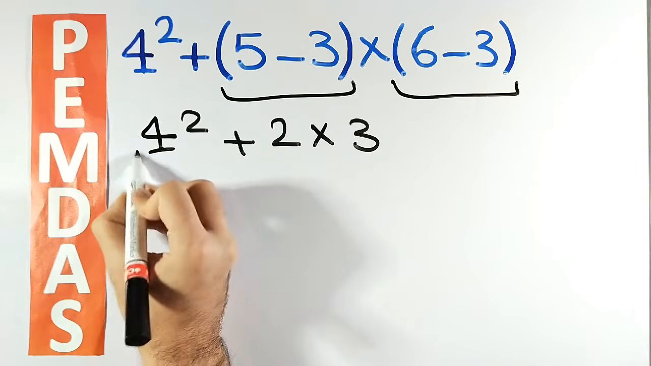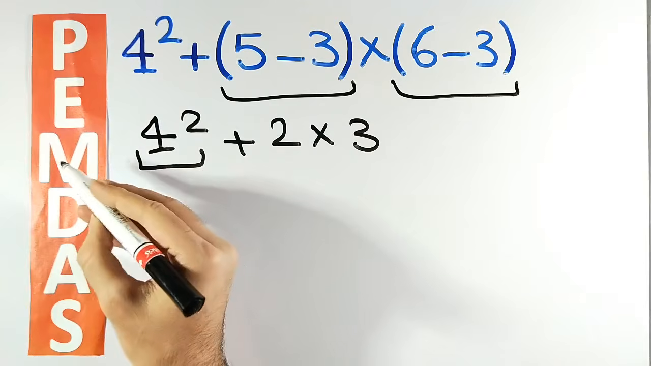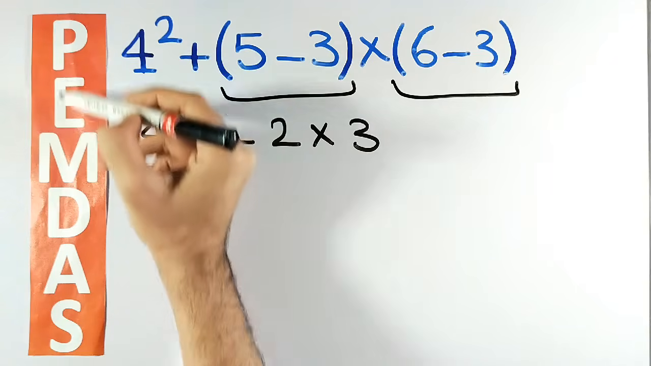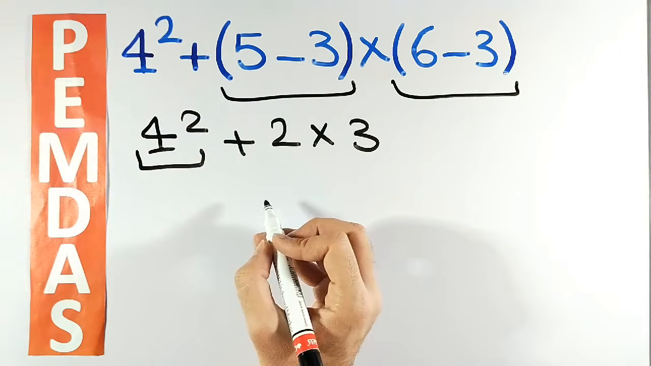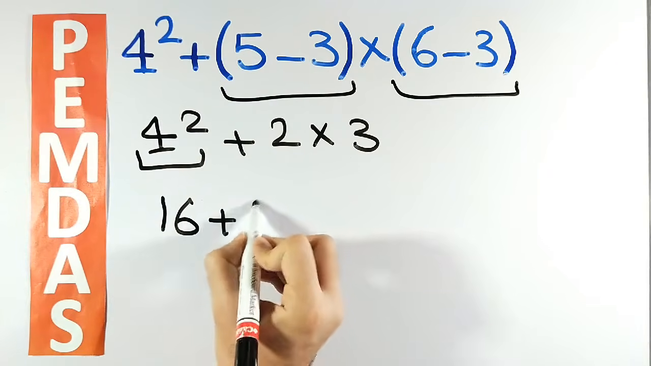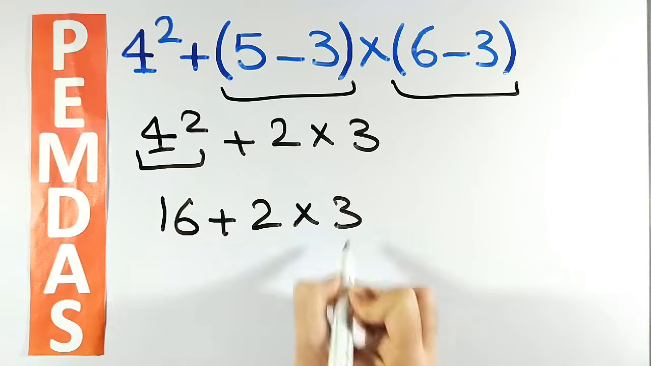And in the next step, we go for the exponent, because in the PEMDAS rule, after parentheses, exponent has higher priority than the other operations. So, we rewrite this expression as 16 plus 2 multiplied by 3.